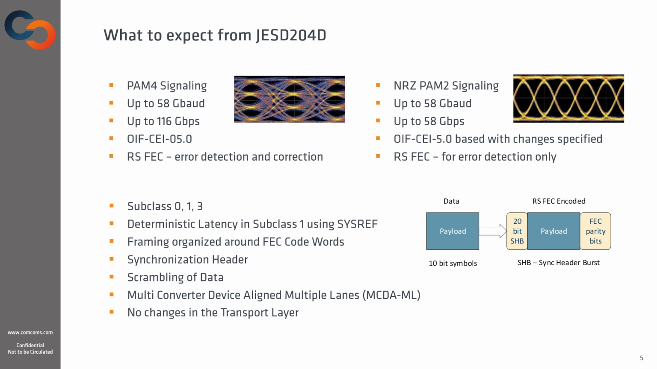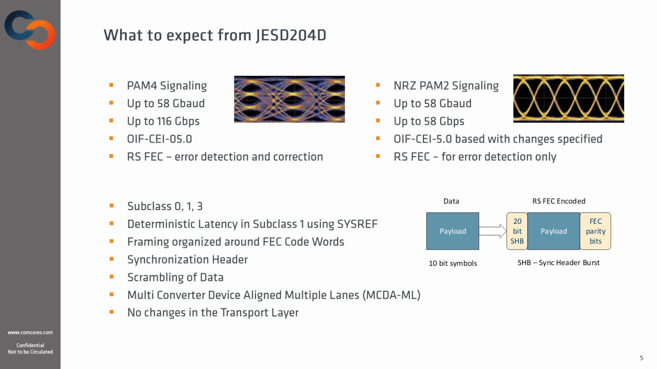Here is a brief overview of the new features to expect in JESD204D. PAM4 signaling is the new signaling, but NRZ is still there. Each will be running at 58 gigabaud, meaning 116 gigabits per second in PAM4 and 58 gigabits per second in NRZ, or what we would also call PAM2.